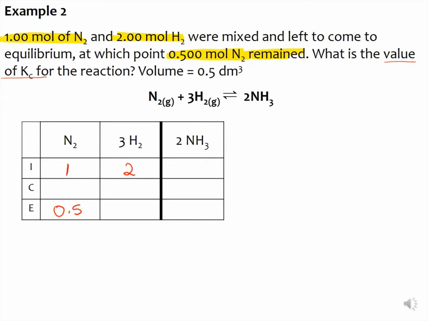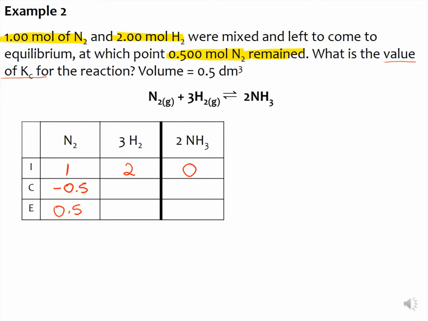So that's all of the information in the question. What else can we fill in? Well, we're always going to have, unless told otherwise, 0 moles of the product initially. So we can put that in. And then we can start to use the values that we have. The N2 has decreased by 0.5 because we started off with 1 and then 0.5 moles remain at equilibrium. So that has decreased by 0.5.